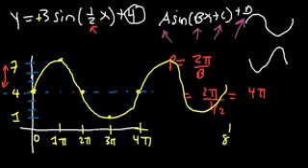Add another 4 pi, so this would be 8 pi, this would be 6 pi, 7 pi, and 5 pi if you want to continue the wave. But we're just going to focus on drawing one cycle.